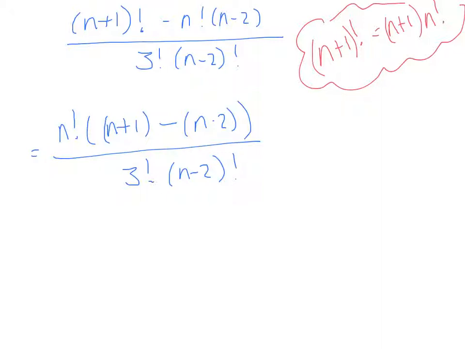So I'll just evaluate inside the brackets. n minus n, so no n, 1 minus minus 2, that's 3. So I'm going to be able to say this is just 3 n factorial, minus 1 factorial. Now I can divide this second bottom by 3, 3 factorial.